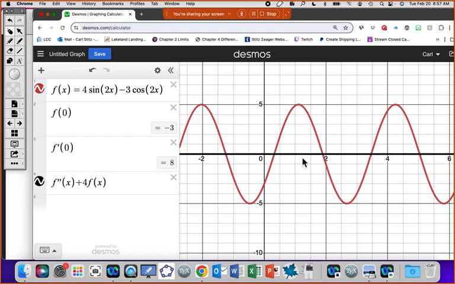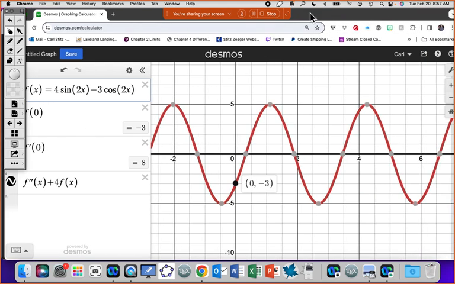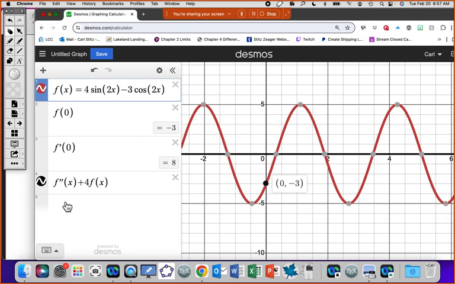All right, so once again, that's how you check graphically these initial conditions. F of 0 is negative 3. That gives us the point on the graph, 0, negative 3. Once again, what's the derivative tell us? That should be the slope at 0. So if you zoomed in, you should see a slope of 8, which I'm not going to do.